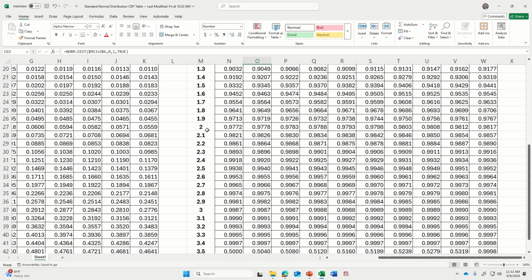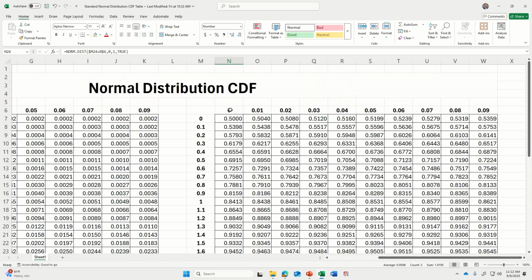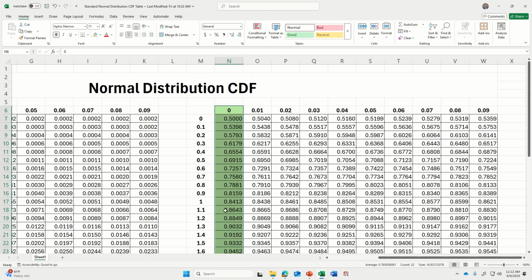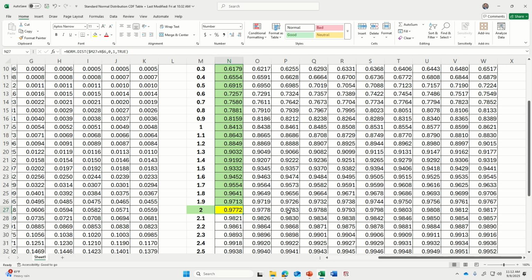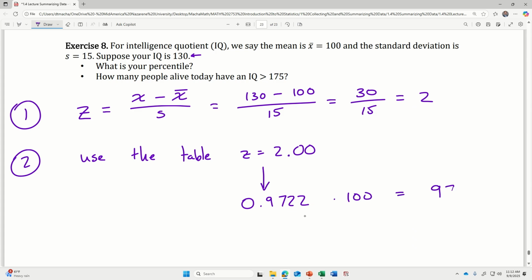In this case, there's the number 2. And what column do I use? I'm going to use the column 0, because I need 2 plus 0. So I use my table to look this up. And the number is 0.9772, if you look that up right. 0.9772. That's a decimal. We multiply by 100 and we get our percentile. And so this is the percentile 97.72.